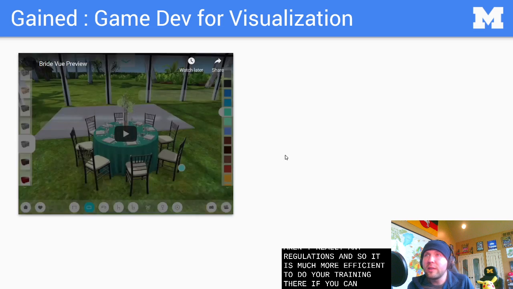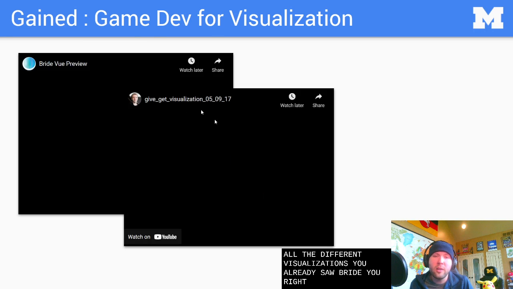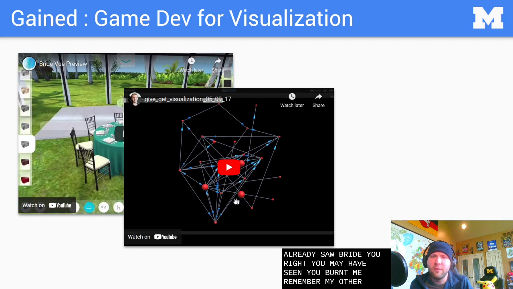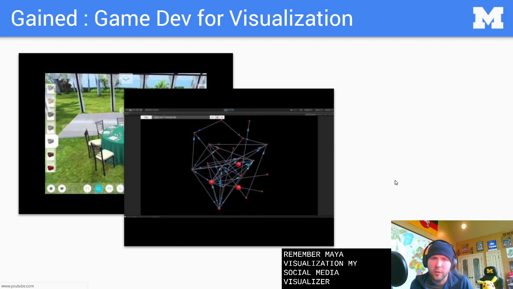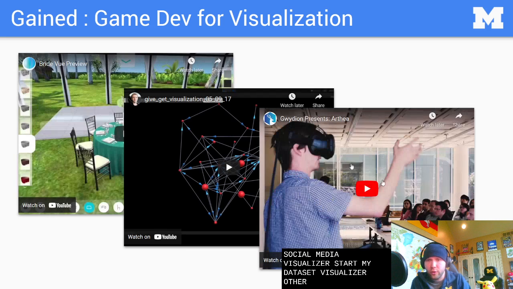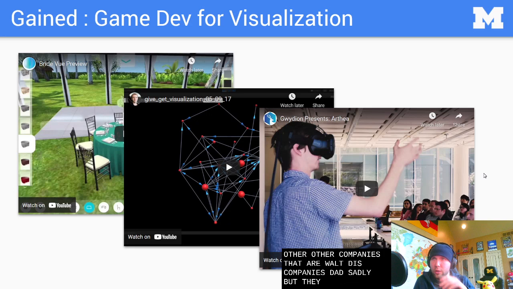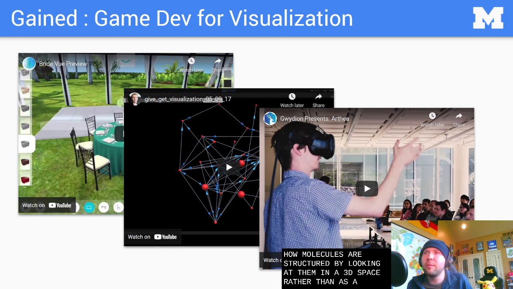You can use game development for visualization. You already saw BrideView, right? You may remember my visualization, my social media visualizer. Sorry, my dataset visualizer. We have other companies that are, well, this company's dead, sadly, but they used virtual reality to help people visualize molecules. So scientists and students could get a much better idea of how molecules are structured by looking at them in a 3D space rather than as a 2D image on a textbook.